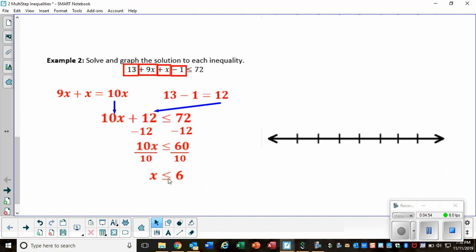I get x is less than or equal to 6, and that's my final answer. Again, your number line is already numbered, but I'm just going to put a 6 in here. I'm going to have a closed circle on 6 this time, and I'm going to point to everything less than 6.